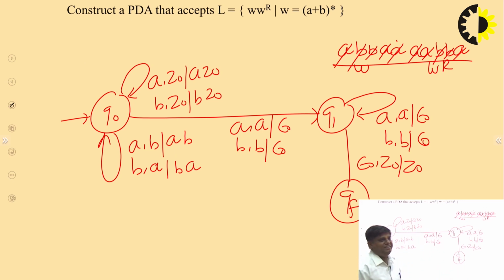Now, I think we should take more than 3 or 4 examples: WWR, WCWR, A to the power n B to the power n. The main approach is to insert the element into the stack, pop the element from the stack, and at the final state the input tape is empty and the stack is also empty. Then this language is accepted by the pushdown automata.